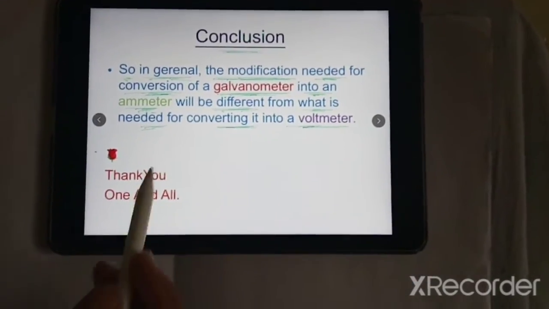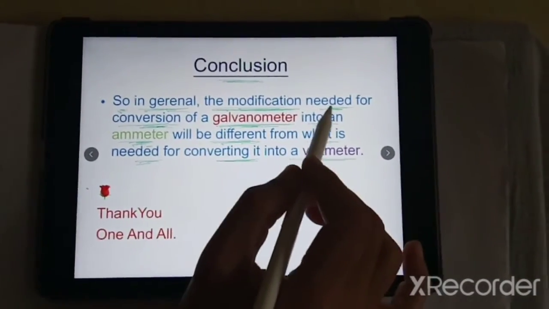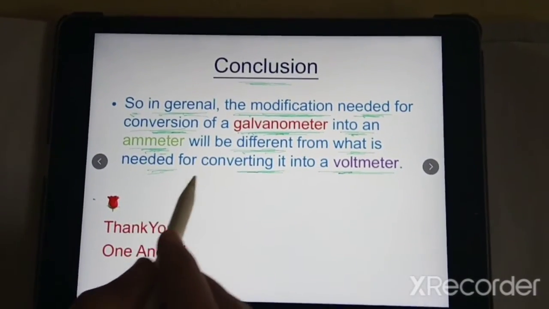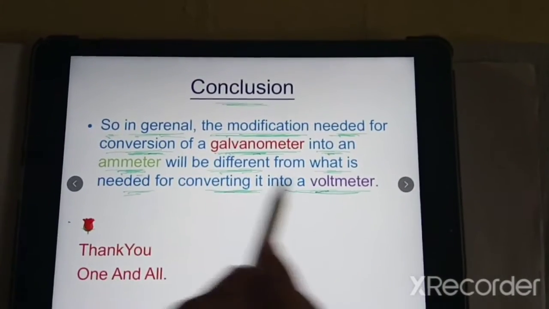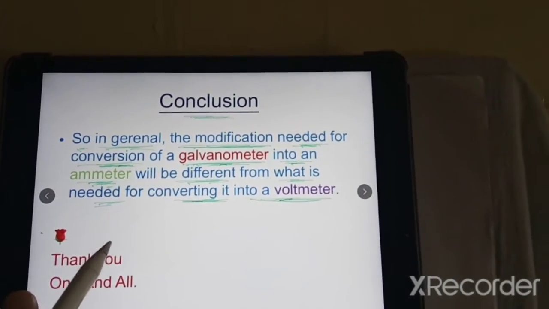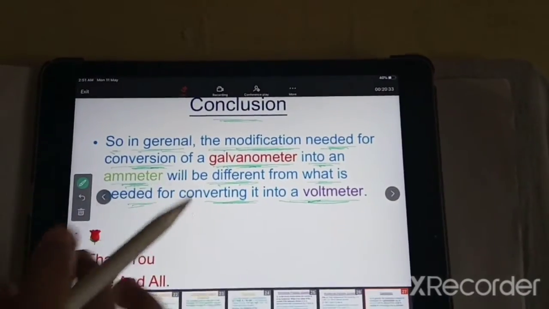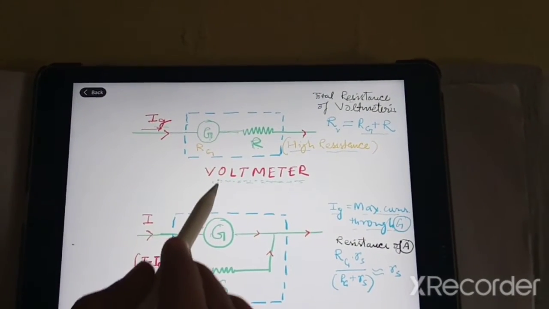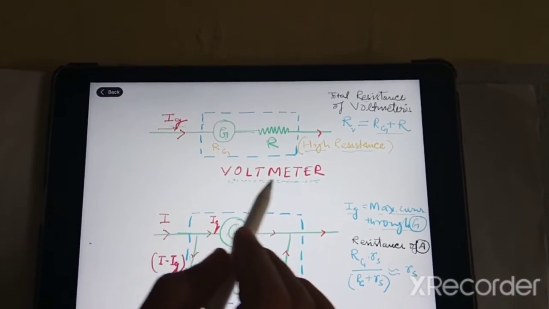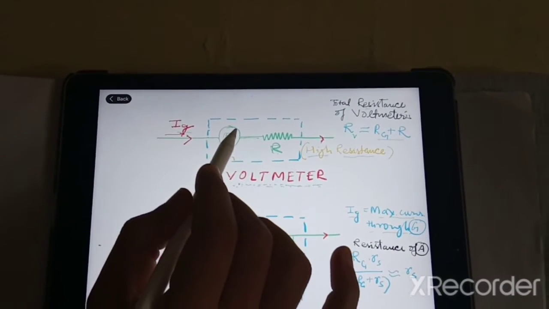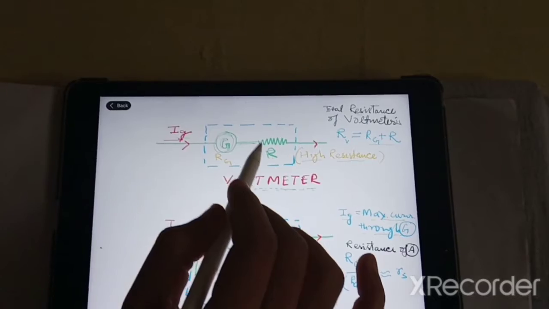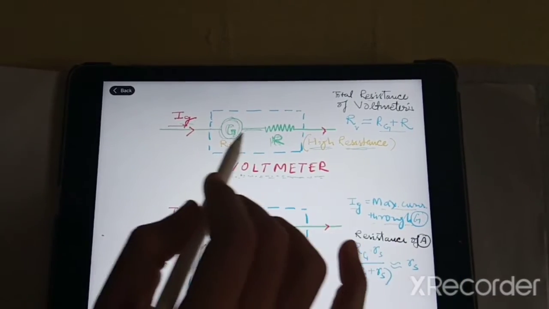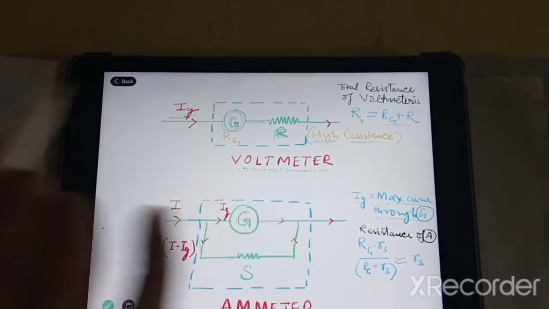This conclusion is about the modifications needed for conversion of a galvanometer into an ammeter and conversion into a voltmeter. So what are the modifications needed? Let us see it on the whiteboard. So on the whiteboard we have two diagrams. In the first one, there is a galvanometer and it is in series with a resistor R. It is a high resistance. So a high resistance is connected in series with the galvanometer.